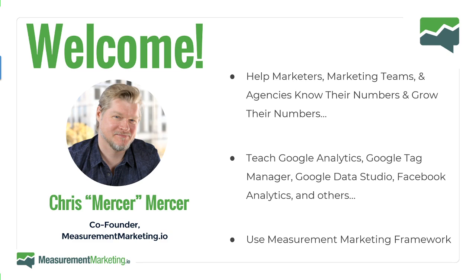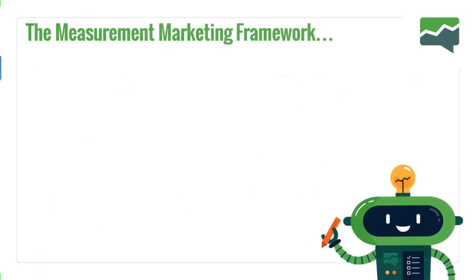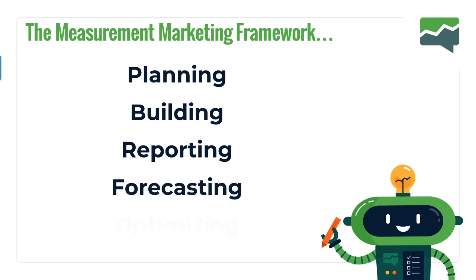Specifically, we're going to be talking about Google Analytics today, and we're going to bring up the Measurement Marketing framework because it helps put this training in context. I'm going to bring these up quickly because there are 5 key pillars, we call them, for this. So there's the planning, which is figuring out what questions you're trying to answer, what information you're going to need in order to get those answers, and what actions you're going to take based on those answers.